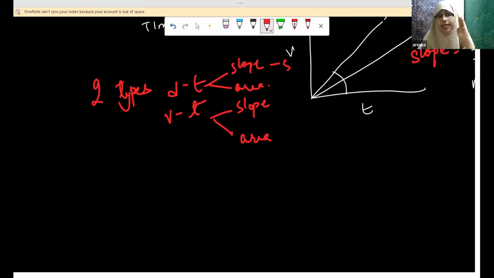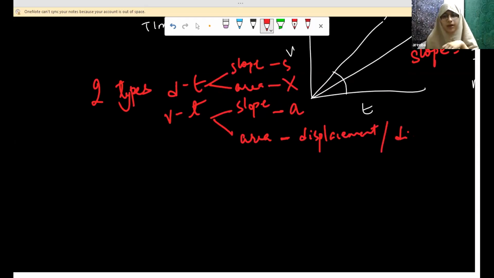Area will give me, in the case of the distance time graph, nothing. In the velocity time graph, slope will give me acceleration, area will give me displacement. Displacement, or you can interchangeably call it distance here.